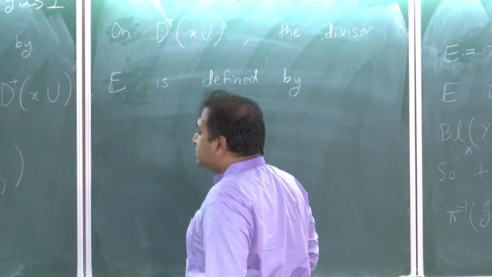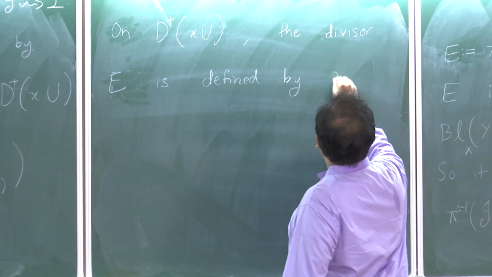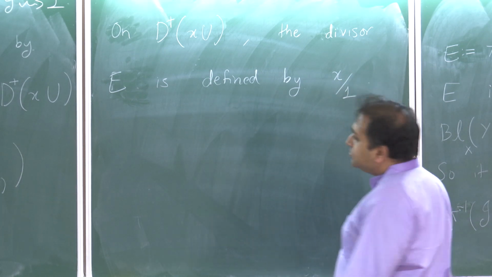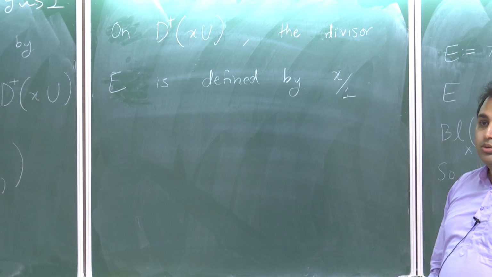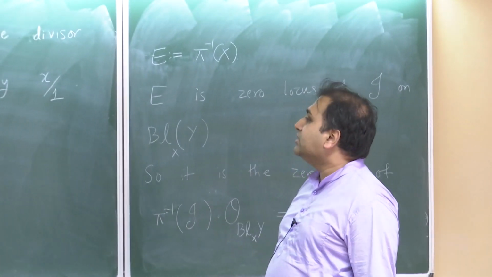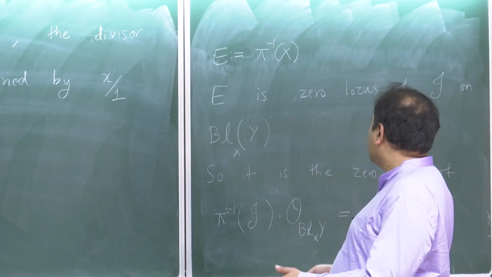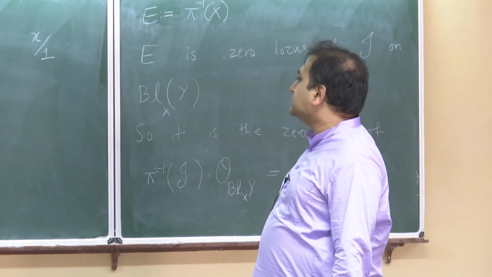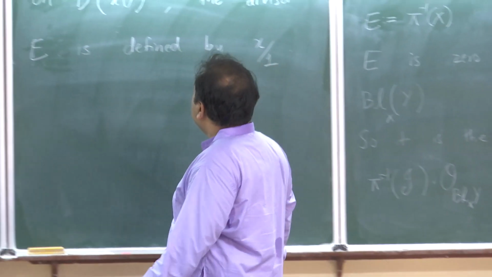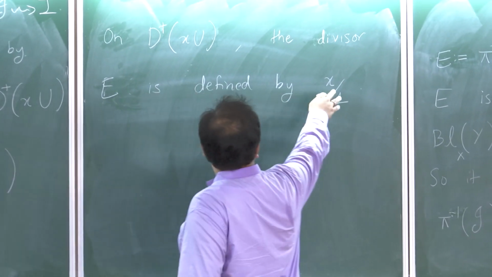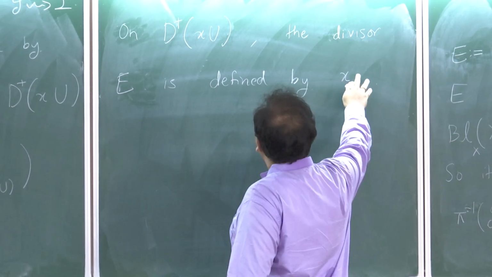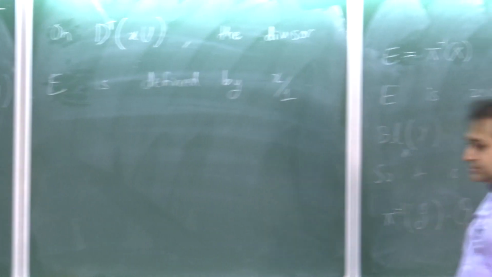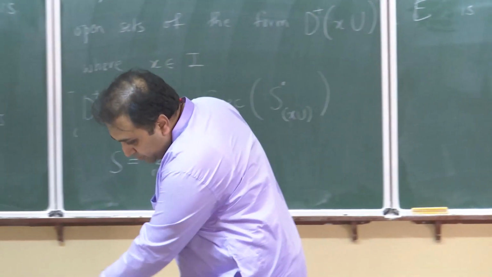So what is the local equation? It is just x, well, x over 1. So basically whatever was defining x now defines E. That's exactly what you would think anyway, except that now you only need this one particular generator on this patch. Okay, so this is what I need from blow-ups.